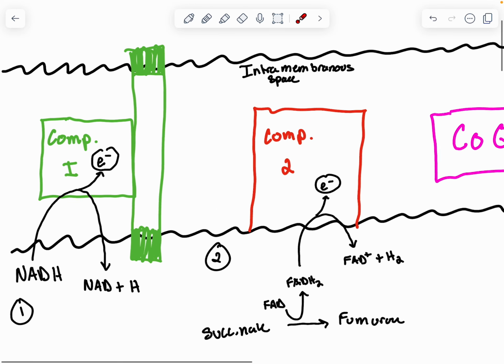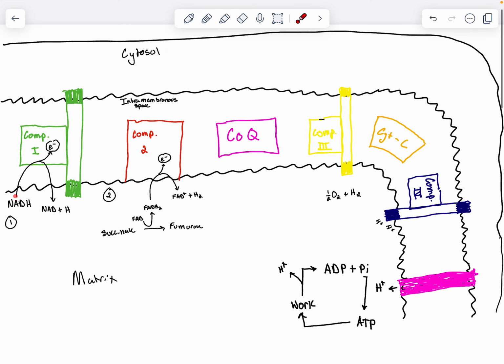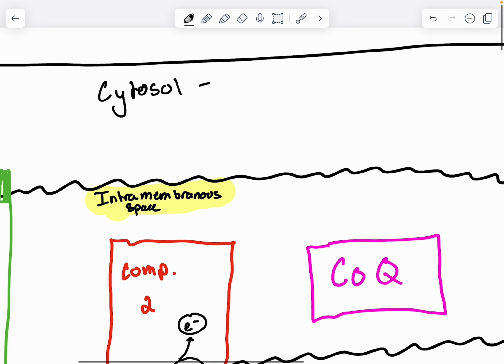So for complex 1, how are we going to get these protons and electrons to allow these channels to open? What we're going to start off with is NADH, and I want you guys to associate NADH and NAD with complex 1. Sorry, I don't mean to bounce around like this, but we need to know the locations. Cytosol.